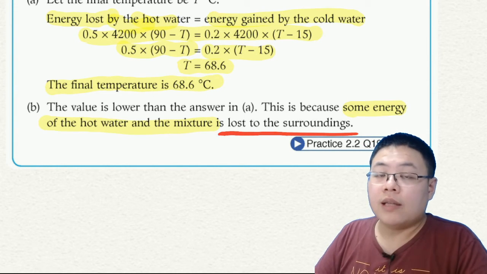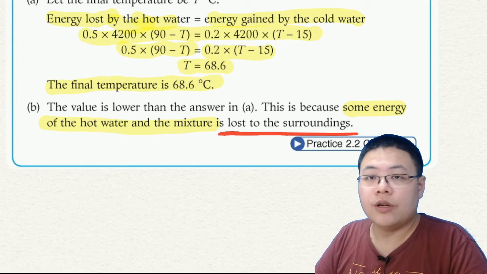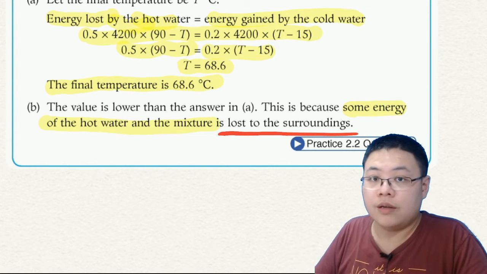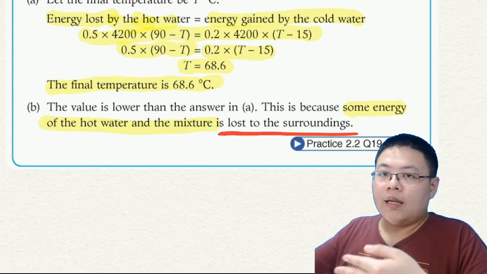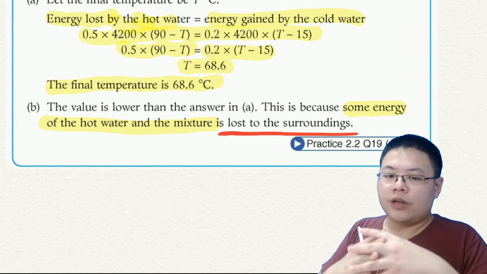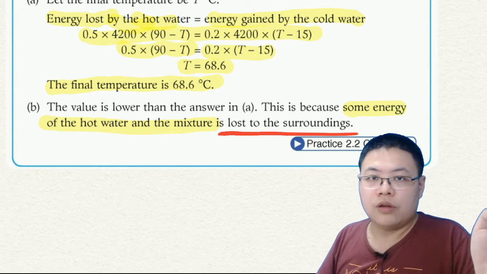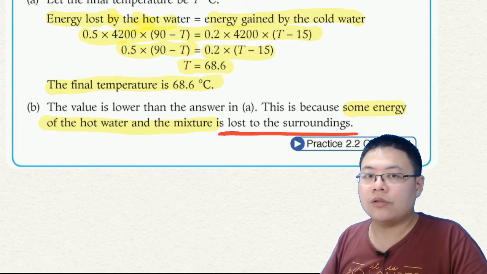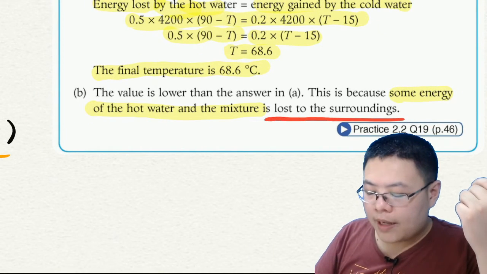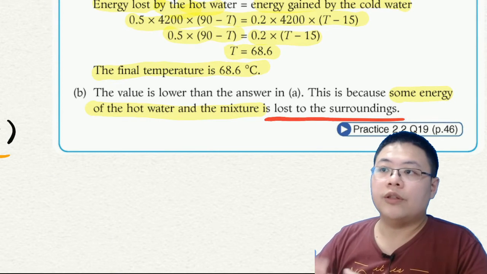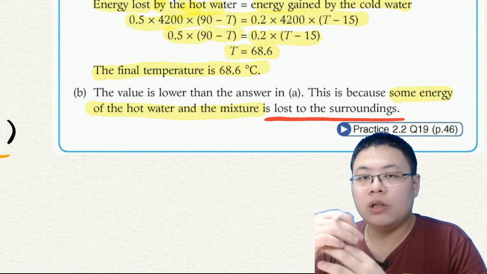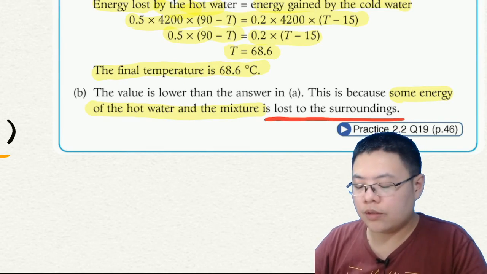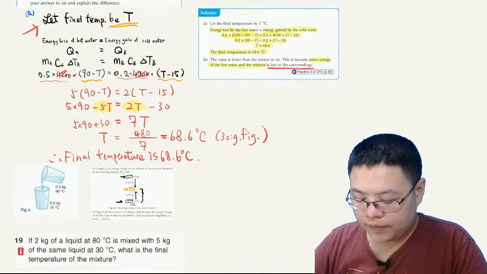68 is still quite a high temperature. If we are in a room temperature of 20 or 30 degrees Celsius, then this kind of high temperature is very easily lost to the surroundings, to the air, to the environment, to the table, to the container, and so on. So the reason for the answer being lower than in real life is because of energy loss.